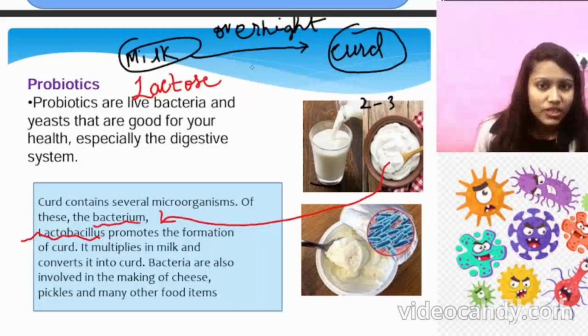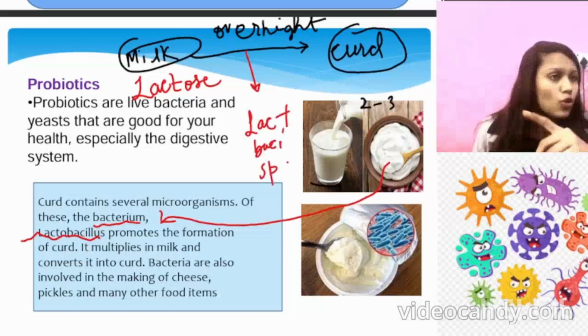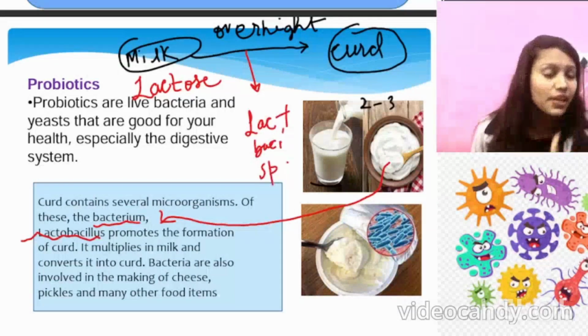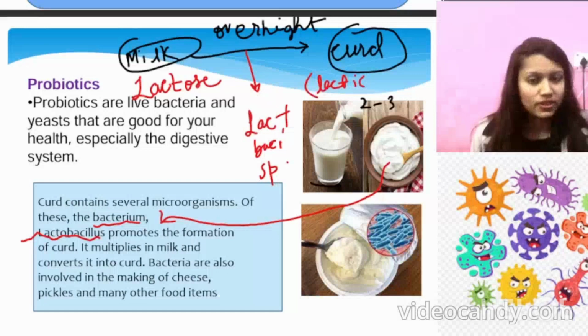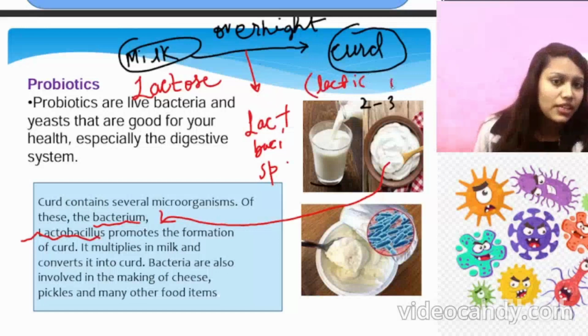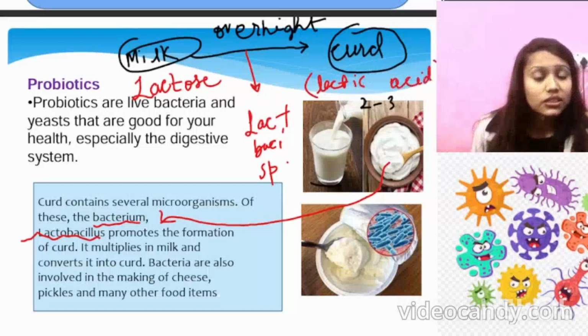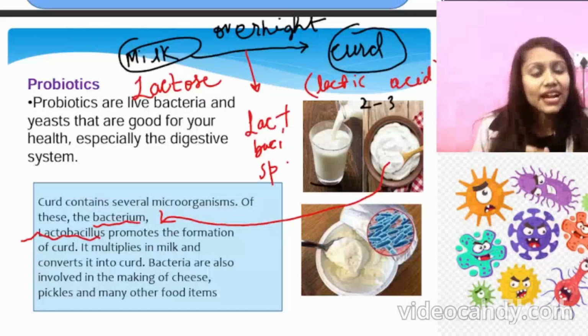Now this Lactobacillus species will act on the lactose present in the milk. So here I am writing it in short, Lactobacillus bacteria. It will act on the lactose present in the milk, and then it will make lactic acid. And that's why you see that the curd has a thicker consistency than the milk. It is not flowy like milk. It has a slightly stiff texture.